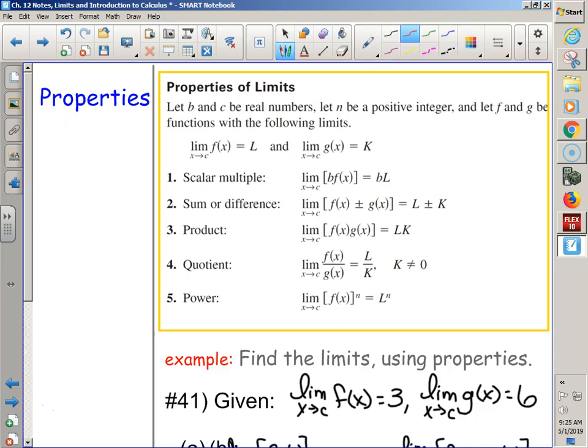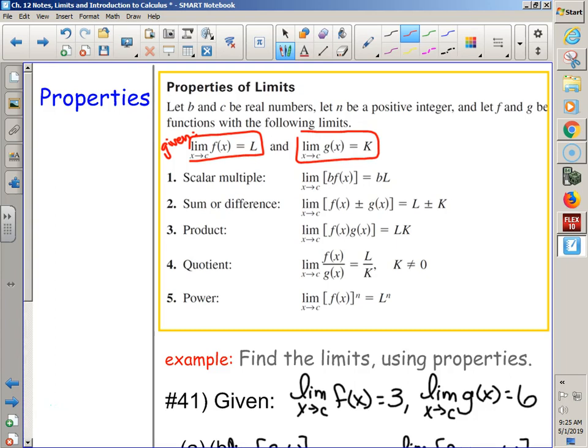Do you see how they're giving you? Okay. This is meant to help you in problems where they haven't given you a function, they haven't given you a graph. Instead, they've given you answers to limits.